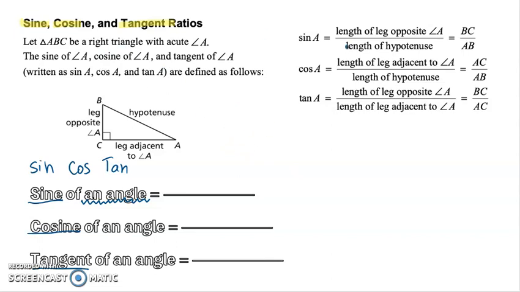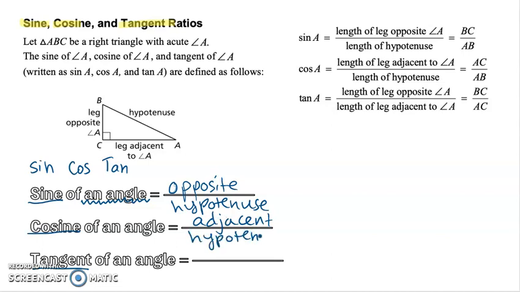So the sine of an angle, the way we usually write it, which is a little bit shorter, is the opposite over the hypotenuse. And then cosine of an angle is the adjacent side divided by the hypotenuse. And tangent of an angle is the opposite side divided by the adjacent side.